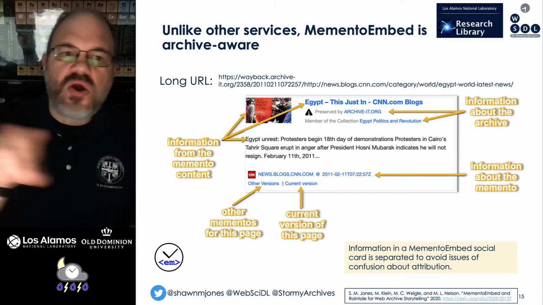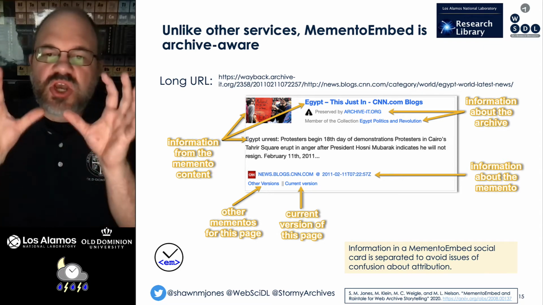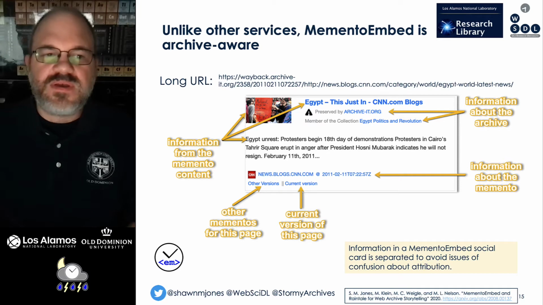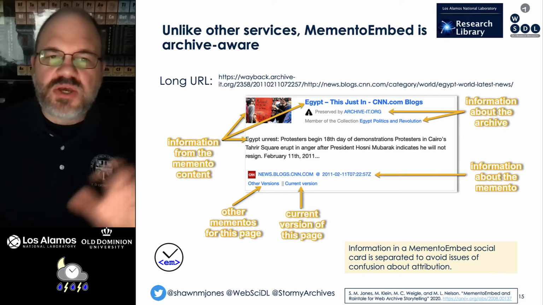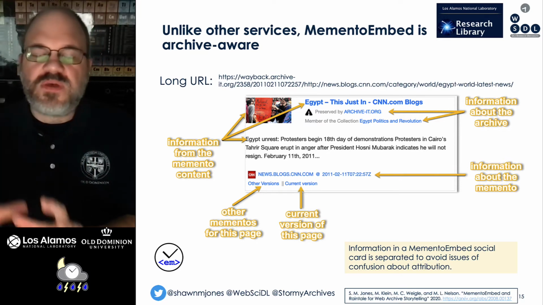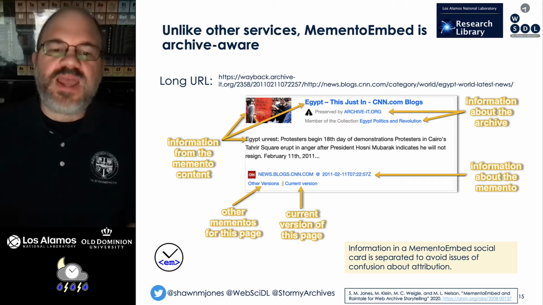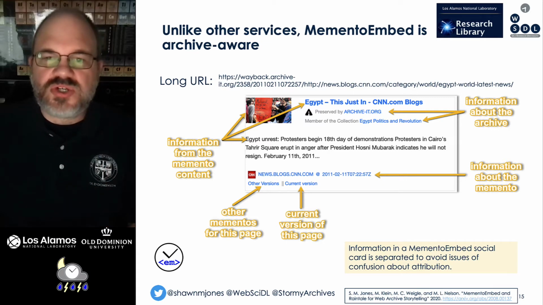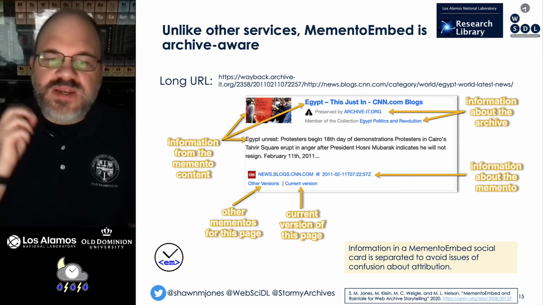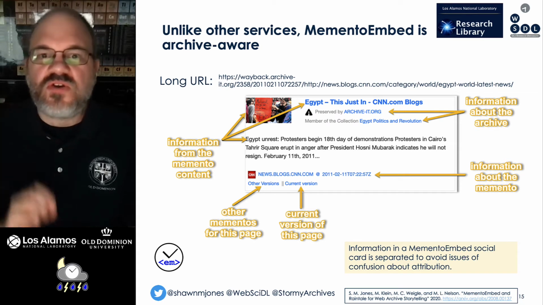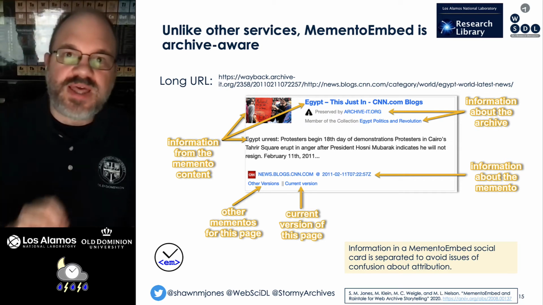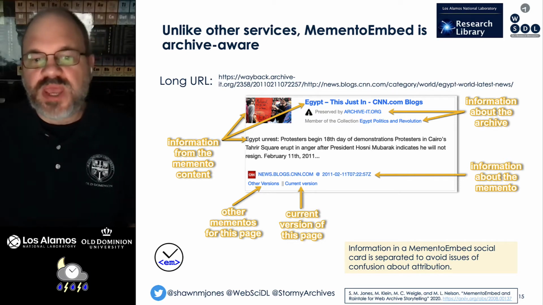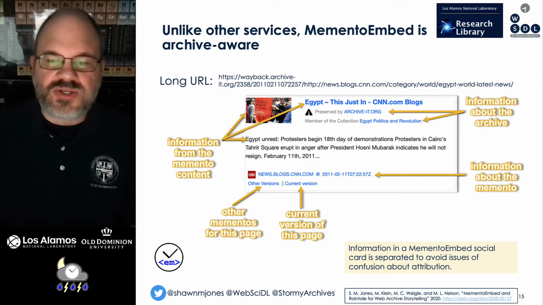It can take this long URL and then produce a card like this, which separates information about the archive from information from the memento from information about the memento. And this way, users can see that this particular article is about the Egyptian Revolution. It was written by CNN, but it was preserved at Archive-It, and also which collection it's part of. We can also link users to other mementos for this particular page, or even the current version of the page.